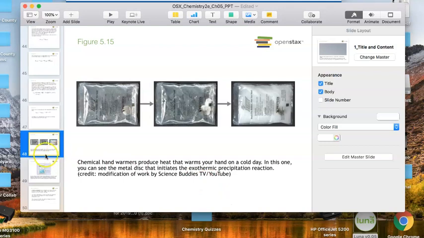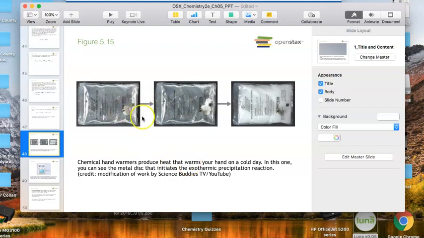All right, so here's another example. Here we have a hand warmer. It produces heat on a cold day. If you need to warm up your hands at a football game, for example, you can buy a heat pack.